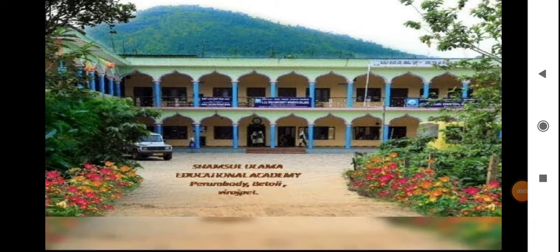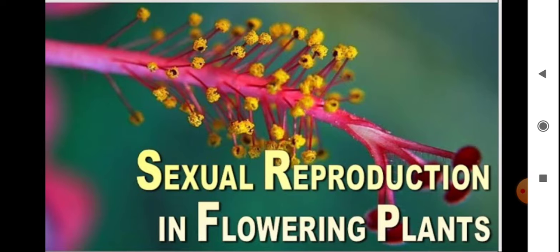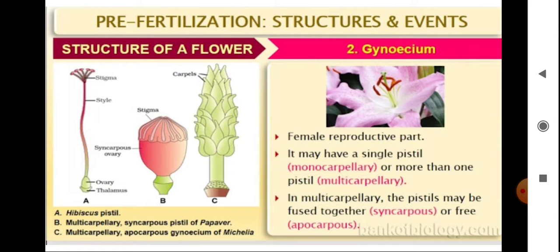Hello students, last class you studied sexual reproduction in flowering plants, that is the male gametophyte, the androecium. In that you studied what is microsporangium and microsporogenesis. So today let us see the female reproductive part, that is the gynoecium. The female reproductive part has a single pistil, that is monocarpellary, or more than one pistil, that is multicarpellary.